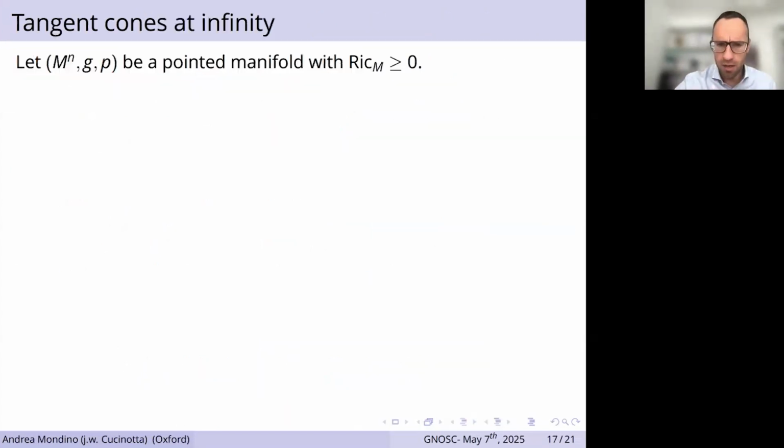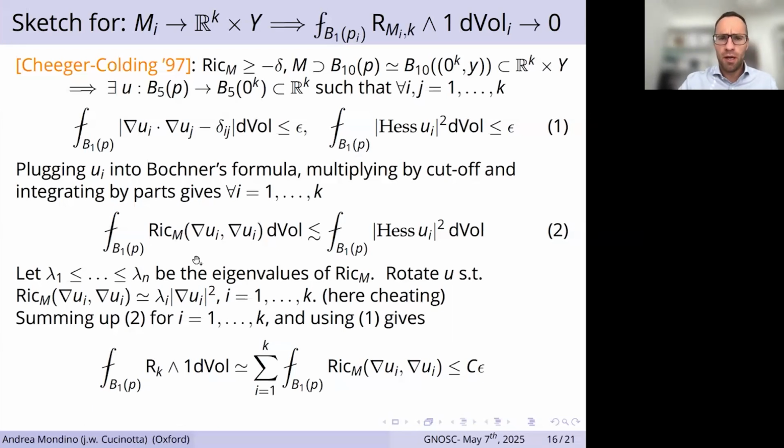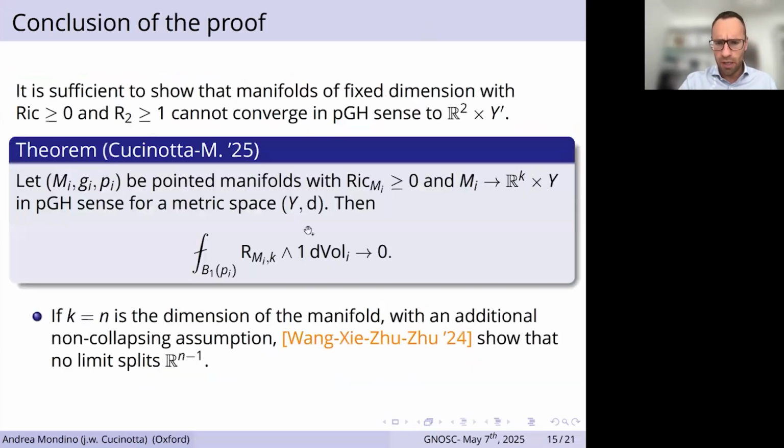Okay, so this basically concludes the sketch of the proof for the main result, because this prevents the manifolds from converging to an R^k, and this concludes the contradiction argument.